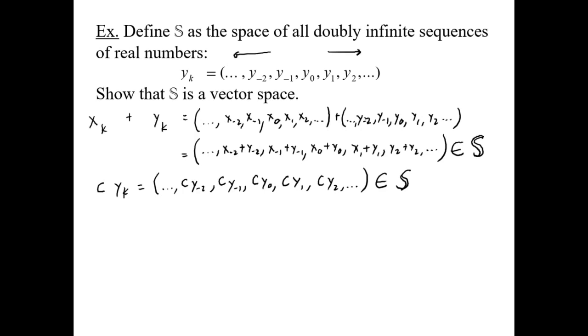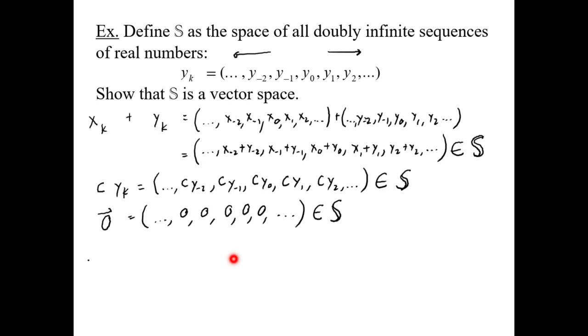So multiplying by a scalar still stays in the set. The zero vector does exist, and in fact, it's just the vector 0. It's just the doubly infinite sequence where it's all zeros. Certainly that is a doubly infinite sequence, so that is in S. So the zero vector does exist in our set.